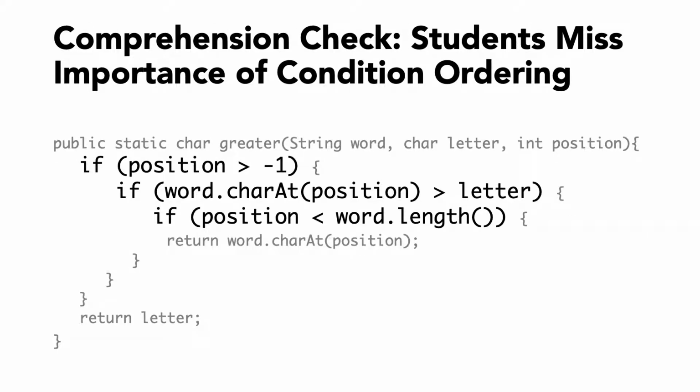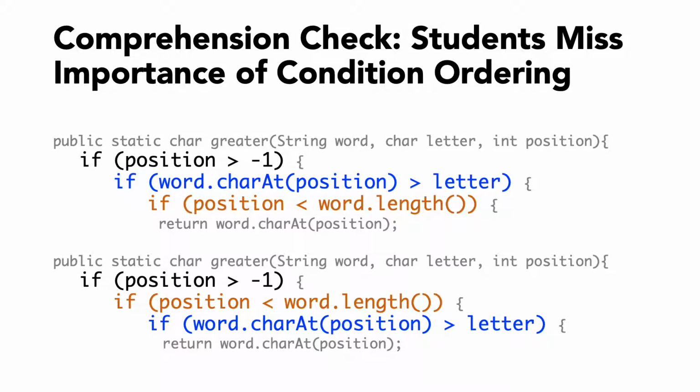Our comprehension questions looked at the ordering of conditions and the code structure. We found that students often missed the importance of order. We found this by presenting code samples that examined a character at a certain position in a string and compared that character to an inputted one. In one code sample, the condition that checks the target character comes before a check to see if the position is valid.